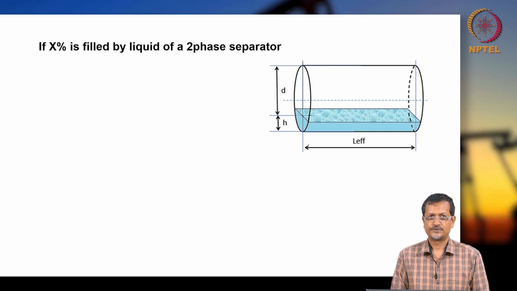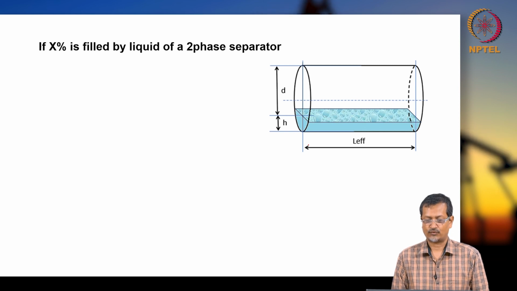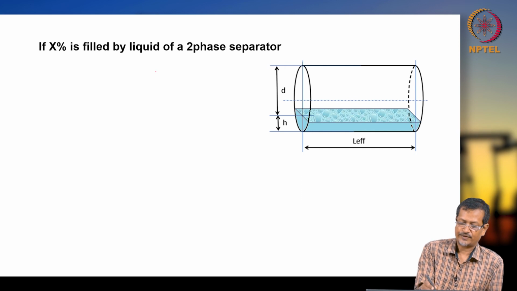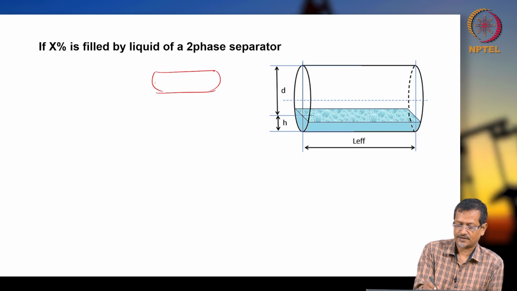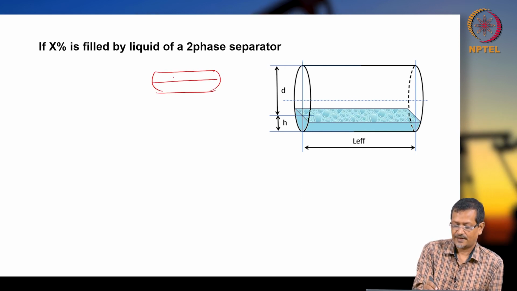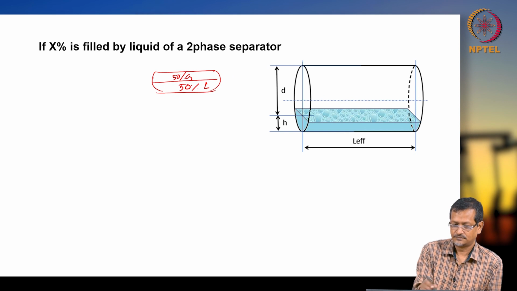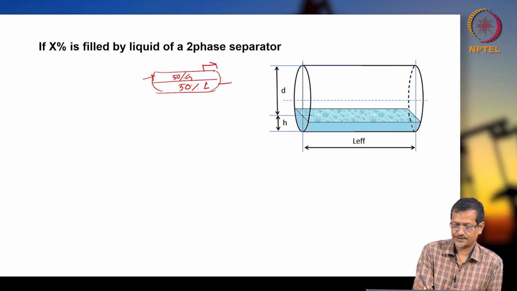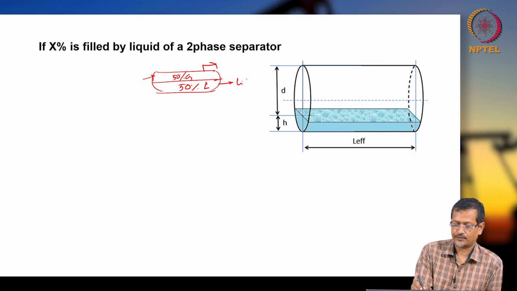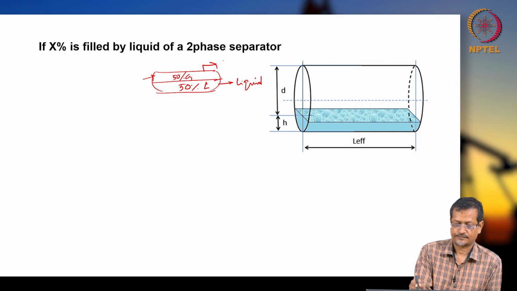Okay, good morning. So we have seen separator calculation for 50% filled. Every time in previous lectures we have assumed the separator will be 50% filled, 50% gas, 50% liquid. Inlet is there, outlet is here: liquid, gas, inlet.